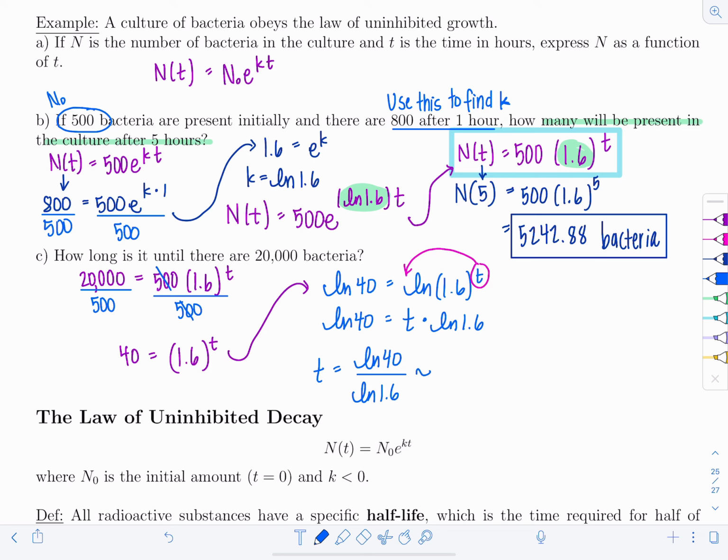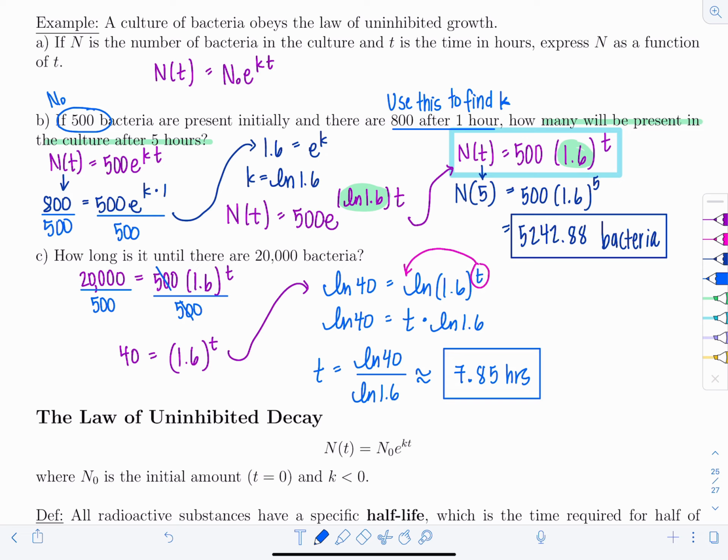And this is approximately 7.85 hours. I had 7.849, but I want to round consistently. Okay, good. So that's it for the law of uninhibited growth.